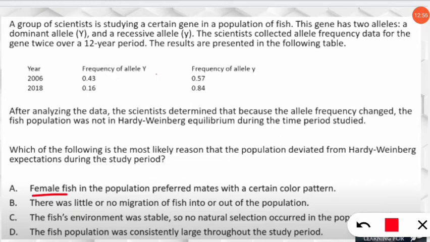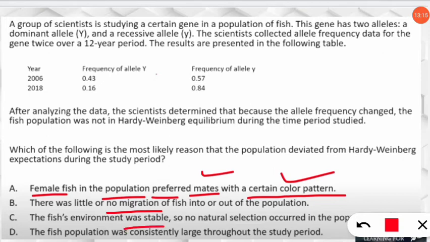because of this deviation. So it is telling that female fish in the population prefer to mate with a certain color pattern, with the preferred male. So they are preferring a particular male with a certain color pattern. The second option is that there was little or no migration of fish. The third option is that the environment was stable, so no natural selection. The fourth option is that the population was consistently large throughout the study period. So all these B, C and D are following the Hardy-Weinberg law.